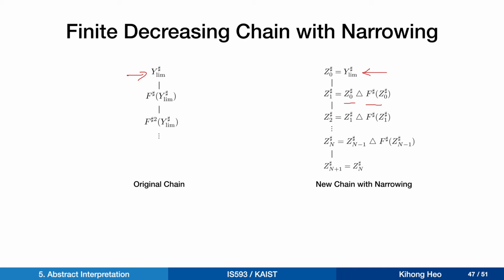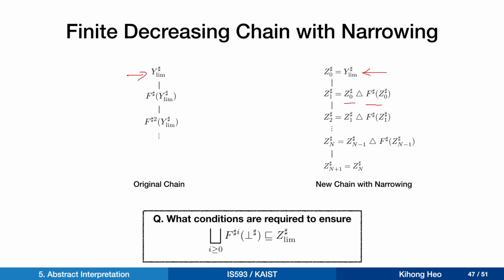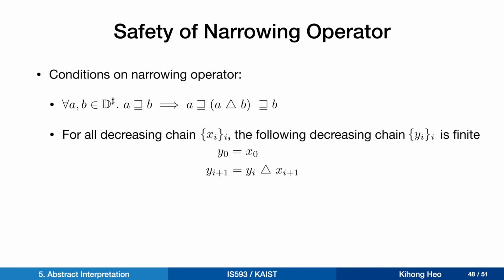Then the same question is here. How to design a correct narrowing operator for my analysis? What conditions are required to ensure the correctness of a narrowing operator? Here are also some requirements for narrowing operators. There are two conditions that a narrowing operator must satisfy. The first is that the narrowing result of two elements should be in between the two input elements like this. Intuitively, this follows that the narrowing result is always in between the widening result and the ideal result.